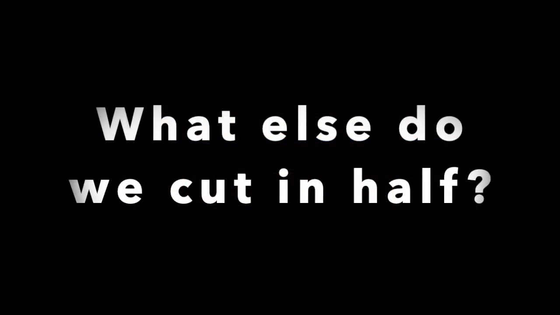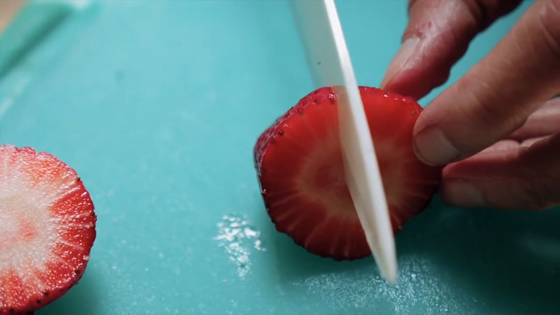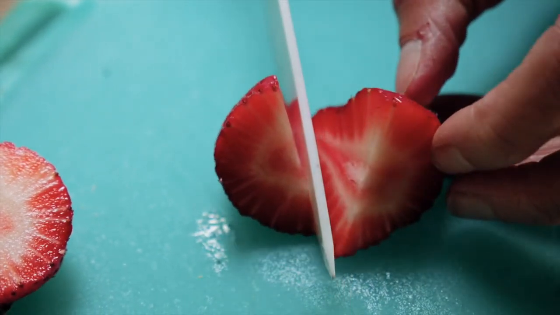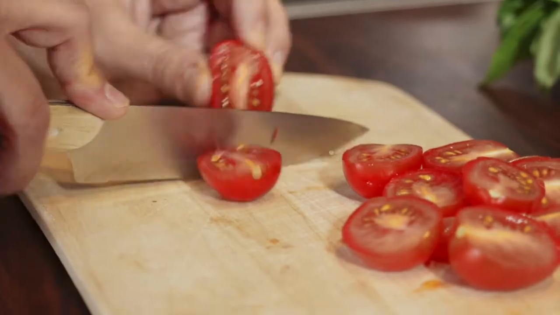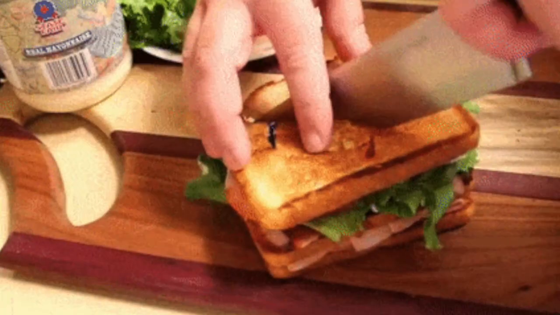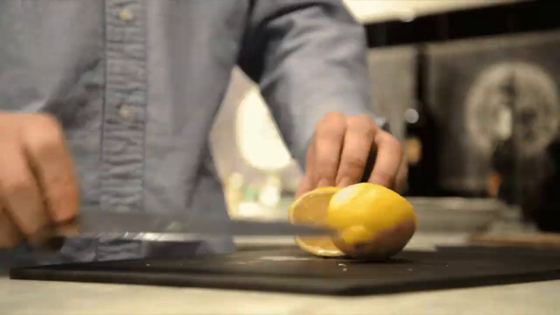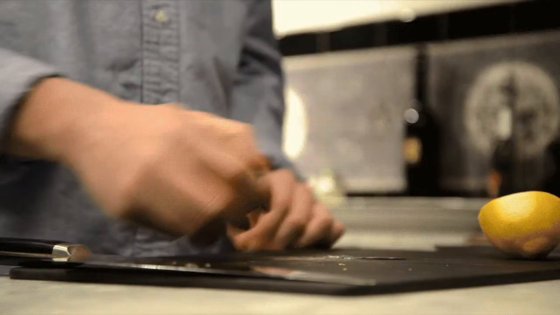In real life, what other things might we cut in half? Well done! We could cut a strawberry in half when making dessert, or a tomato when preparing a salad. A sandwich for our lunch might be cut in half, or a lemon could be cut in half before squeezing it for juice.